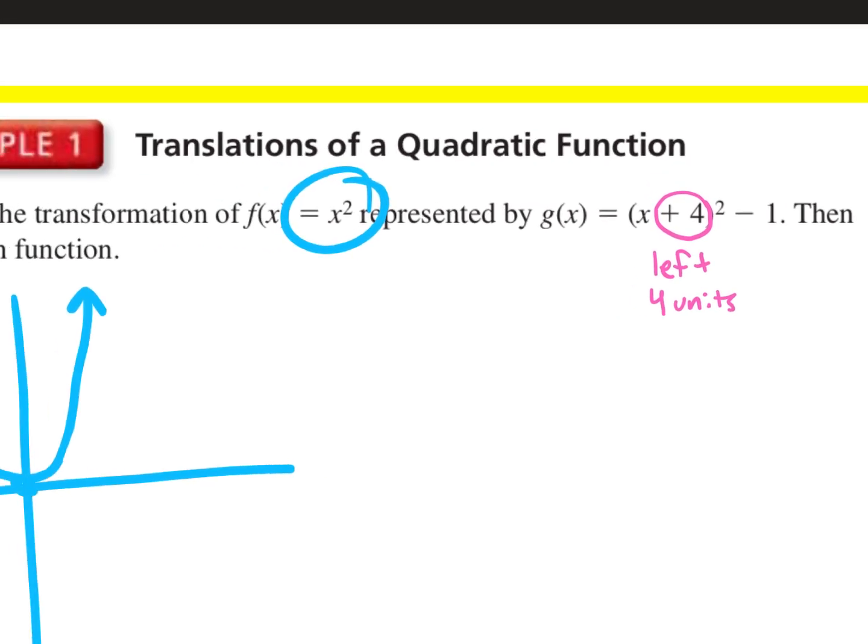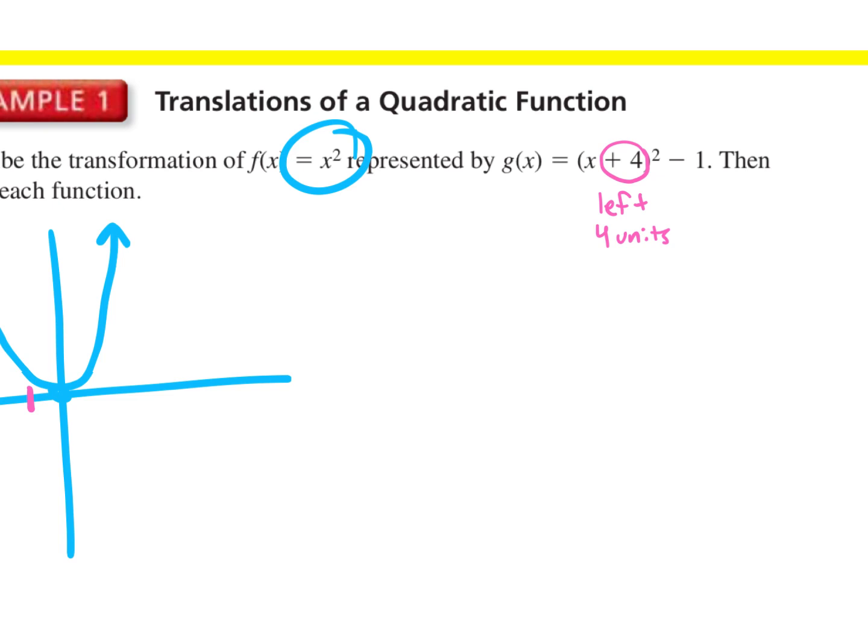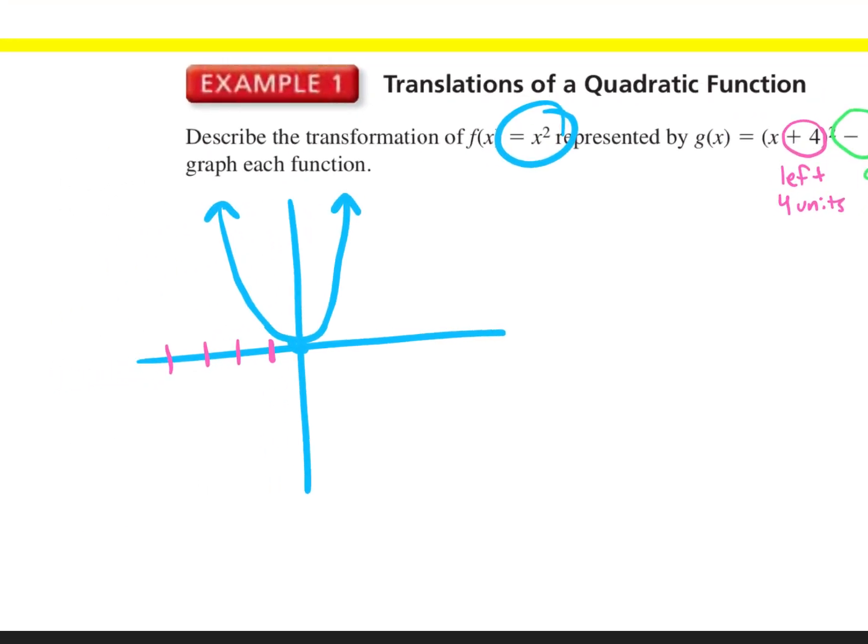So I would take my graph and shift it to the left 4 units. Instead of being at 0, I would move to the left 1, 2, 3, 4. Now I also am subtracting 1 on the outside, so that tells me I am going down 1 unit. So not only do I move to the left 4 units, I also go down 1. My vertex, instead of being at 0, 0, I had to move it to the left 4 and down 1, and then my graph just keeps that same shape. So we just take our graph and move it to the left 4, down 1.